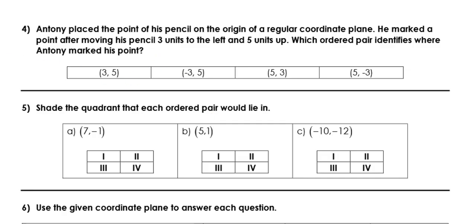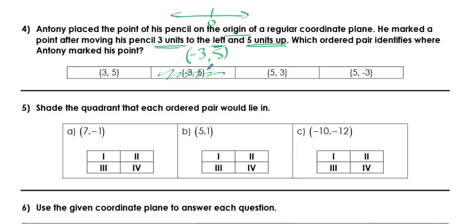All right, we're just going to do a bunch of example problems together. Anthony placed the point of his pencil at the origin. He marked a point after moving his pencil 3 units to the left and 5 units up. 3 units to the left is a -3. Along the x-axis, we're moving from 0, 3 to the left, that's -3. And then 5 up, that's a +5. So he's marking the point -3, +5.